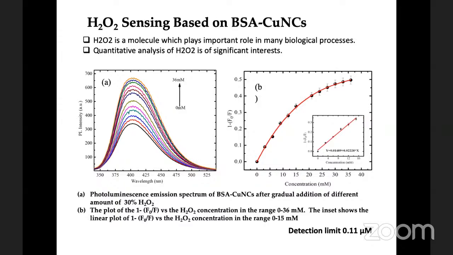As you see on the right hand side of the graph, it shows a plot of 1 minus F naught upon F with respect to the H2O2 concentration, which is linear in the range of 0 to 15 millimolar. From there, we have derived that the detection limit of these BSA capped copper nanoclusters for H2O2 is around 0.11 micromolar.